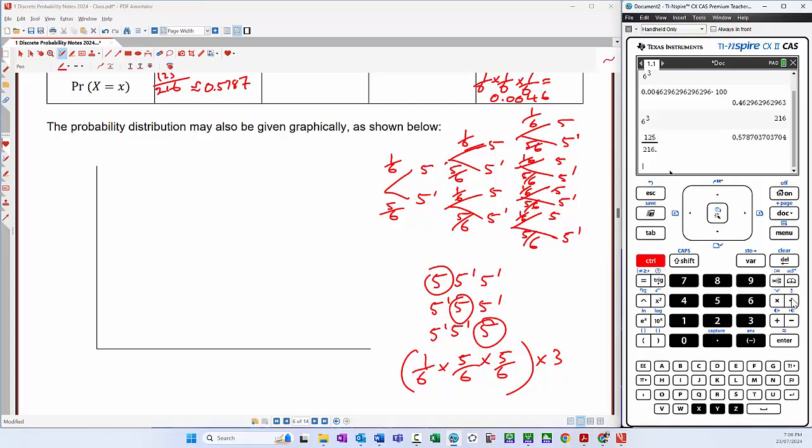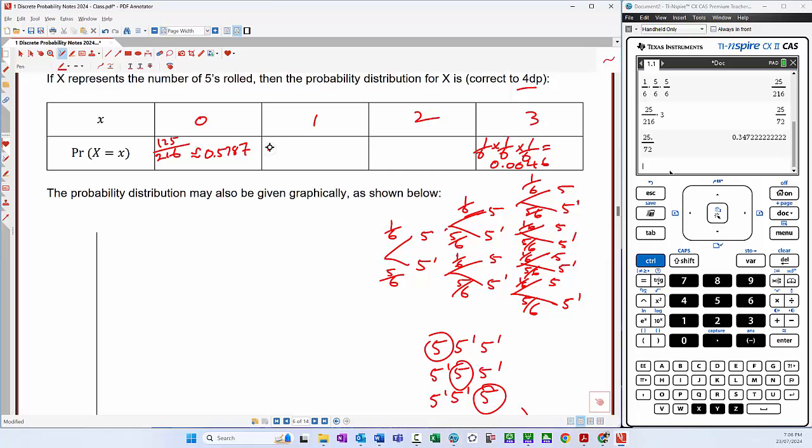All right. So let's grab the approximation. So it's going to be 1 over 6 times 5 over 6 times, it's a bit of a pain to do fractions on the calc, 5 over 6, and times that by 3 because there's 3 branches in total. So that's 25 over 72. Let's get that approximated. 0.3472.